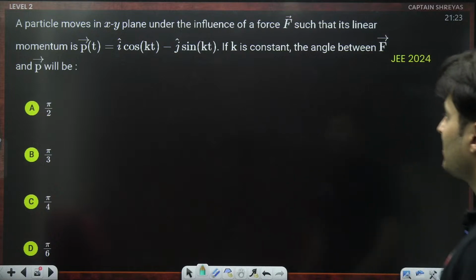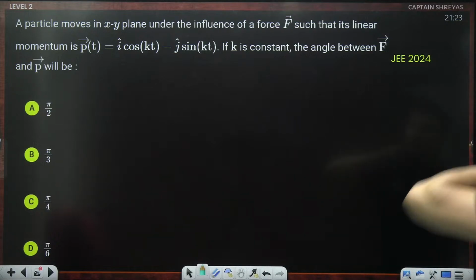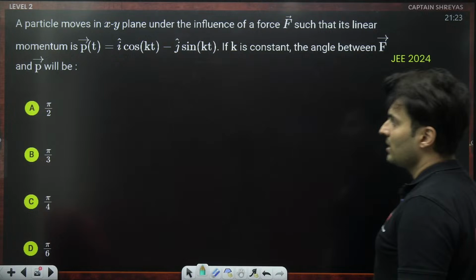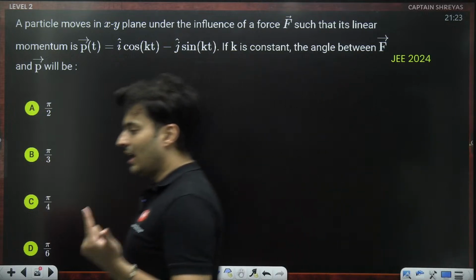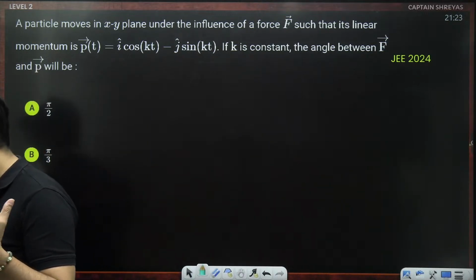A particle is moving in some plane, force is acting, momentum is given, k is constant. What is the angle between the force and the momentum?